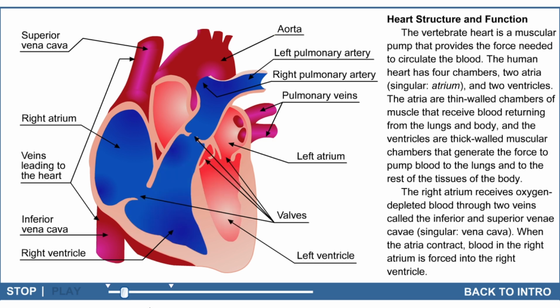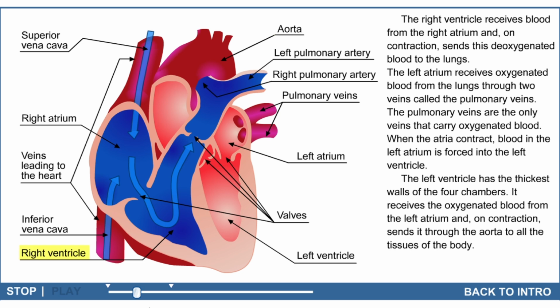the body. The right atrium receives oxygen-depleted blood through 2 veins called the inferior and superior venae cavae, singular vena cava. When the atria contract, blood in the right atrium is forced into the right ventricle. The right ventricle receives blood from the right atrium and, on contraction, sends this deoxygenated blood to the lungs.